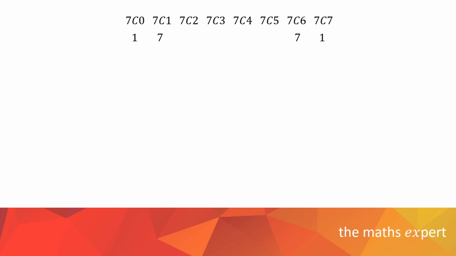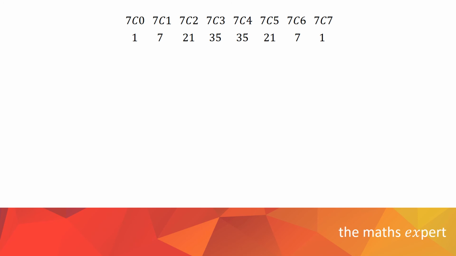For the other calculations, we can either use a calculator or we can use the formula. You can see here there is a nice symmetry whereby we can pair up from either end, working our way to the middle. So why is 7 choose 6 the same as 7 choose 1, and so on?